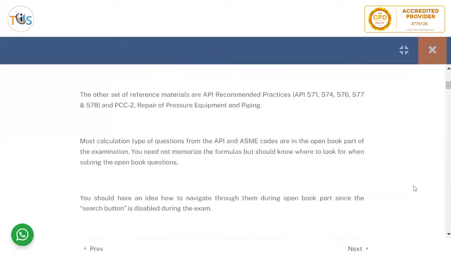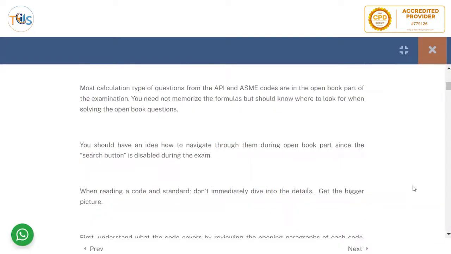Most calculation type of questions from API and ASME codes are in the open book part of the examination. You need not memorize the formulas, but should know where to look when solving the open book question. So this means that you should have an idea how to navigate through them during the open book part, since the search button is disabled during the exam.